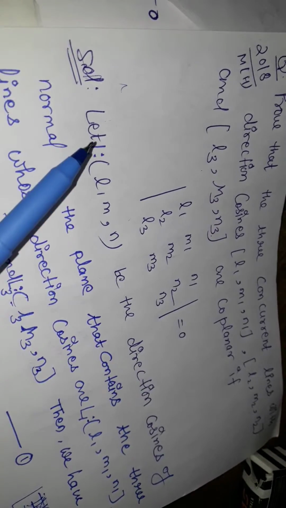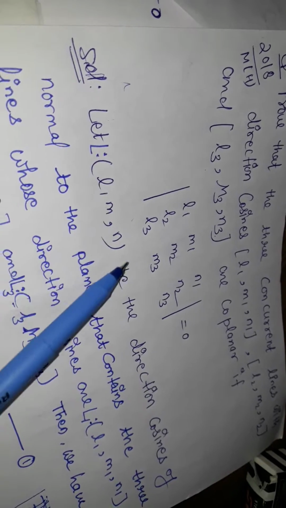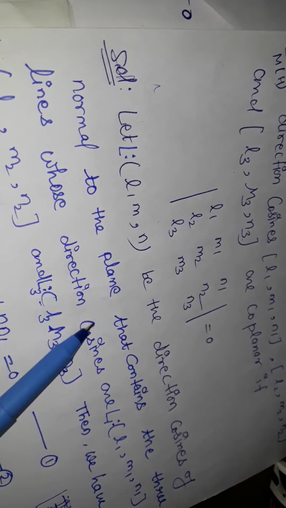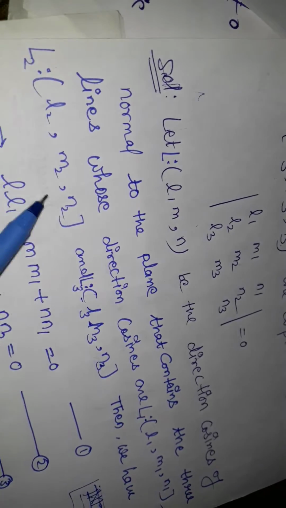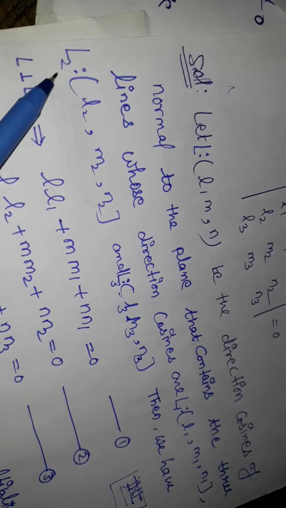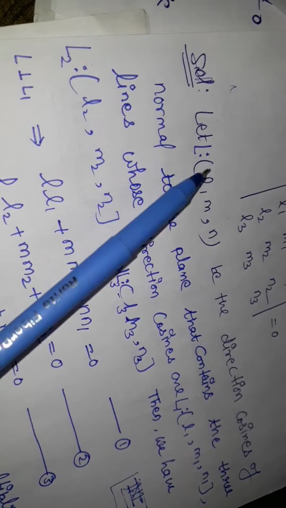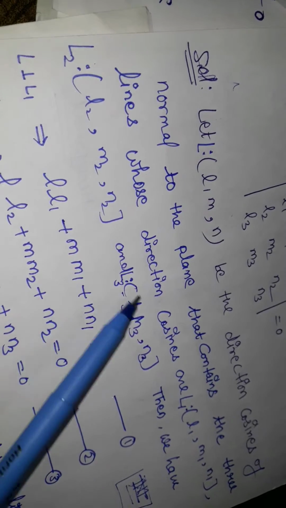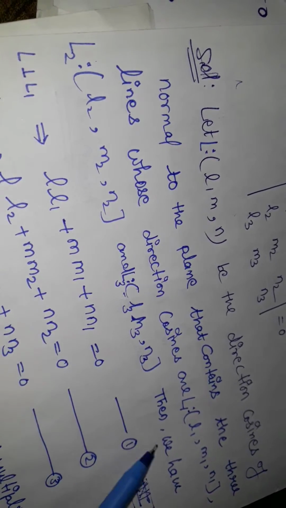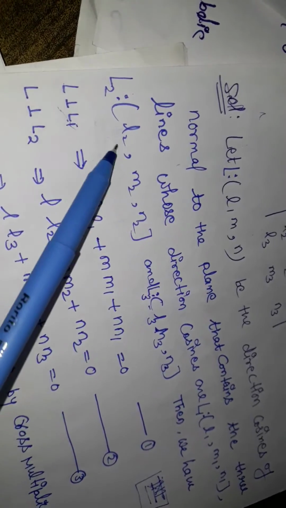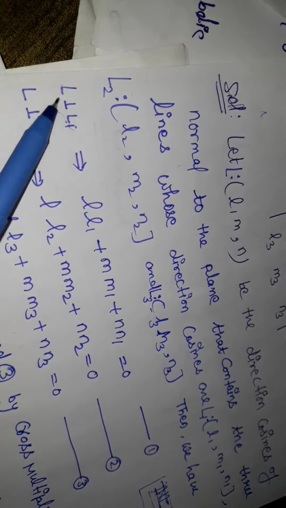Let L, M, N be the direction cosines of the normal to the plane that contains the three concurrent lines whose direction cosines are L1 M1 N1, L2 M2 N2 and L3 M3 N3. By the condition of perpendicularity, since this line is normal to the plane in which these three lines are contained, L1 will be perpendicular to L, L2 will be perpendicular to L and L3 will be perpendicular to L.